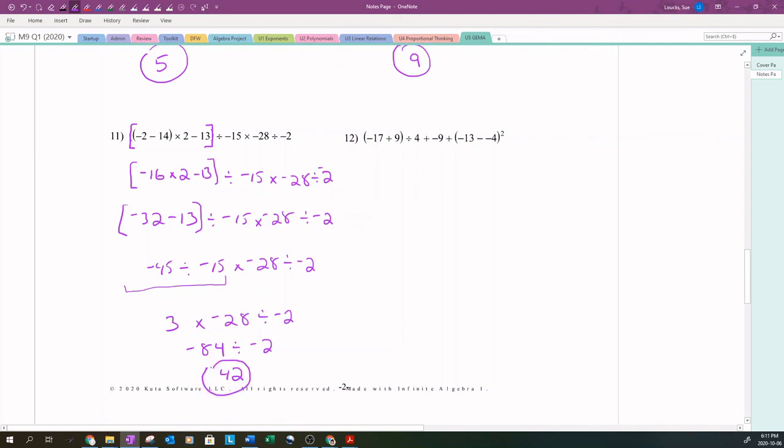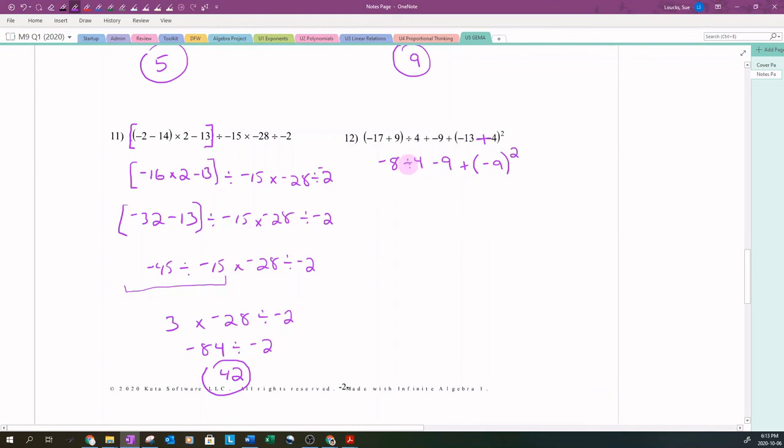Last one. I need to do what's inside the brackets. So negative 17 plus 9 is negative 8 divided by 4. Now I could leave this as plus negative 9, but I'm going to change it to minus 9 because that's how I'm used to seeing it. That's the normal way of doing it. And then I have something in brackets here that I'm going to clean up, and I'm going to change this minus 4 to plus 4. So I've got negative 13 plus 4, which is negative 9, and that's all in brackets and squared.